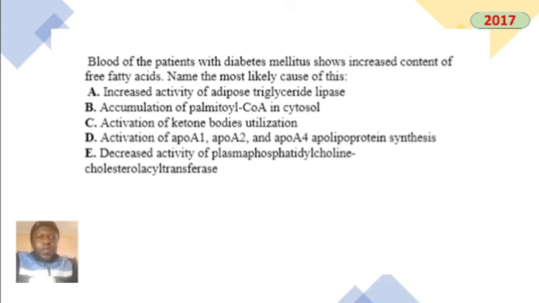Blood of a patient with diabetes mellitus shows increased content of free fatty acids. Name the most likely cause for this. Just to remember, the fats, or triglycerides, if they are broken down by the lipase, they release free fatty acids and glycerol. So if these free fatty acids are high, it means they are being broken down by what? By triglyceride lipase. That's your answer. Here the answer says increased activity of adipose triglyceride lipase. That's your answer.